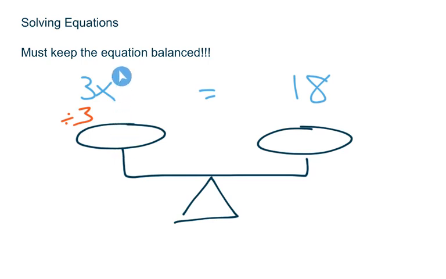And if it's lighter, it's going to raise. What we want to do is keep the scale, keep this whole thing level, keep it balanced. So if I'm going to divide the left side by 3, what I need to do is divide the right side by 3. And here's another way you can think about it.